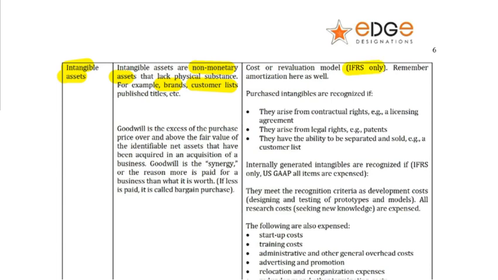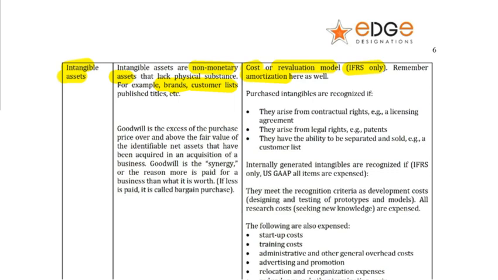IFRS says that you value it at what it costs you to generate. For example, if you're creating yourself a brand, all the costs that went into creation of that brand. If the brand becomes more valuable, then you can record the brand at its revalued amount. Don't forget to write it down or to amortize it as it reduces in value.